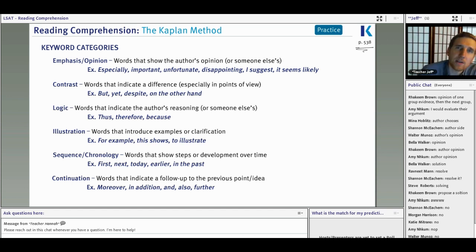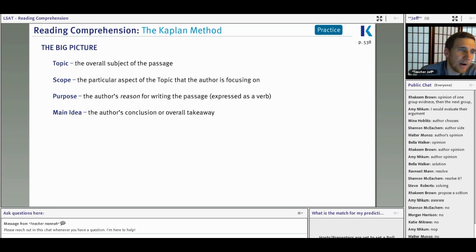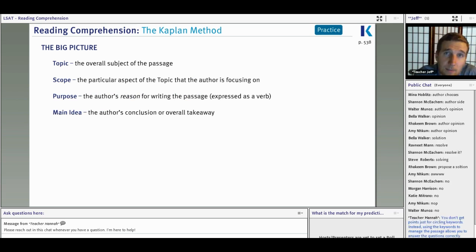So page 538 just has a nice list of keywords, something to be aware of. Again, you're not going to be marking all of them. In case previously you were wondering what the definitions of things like topic, scope, purpose, and main idea are, you can have them all right here. In addition, please realize that, as I said before, you're going to learn the topic and scope in the very first paragraph. Sometimes you will also learn the purpose and main idea in the beginning, but you will definitely learn the purpose and main idea at the end.